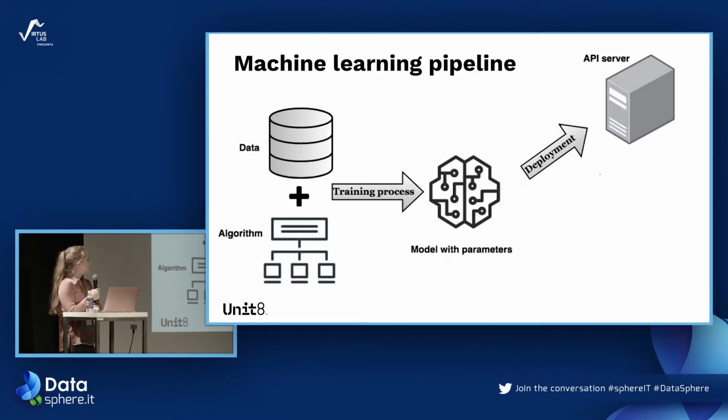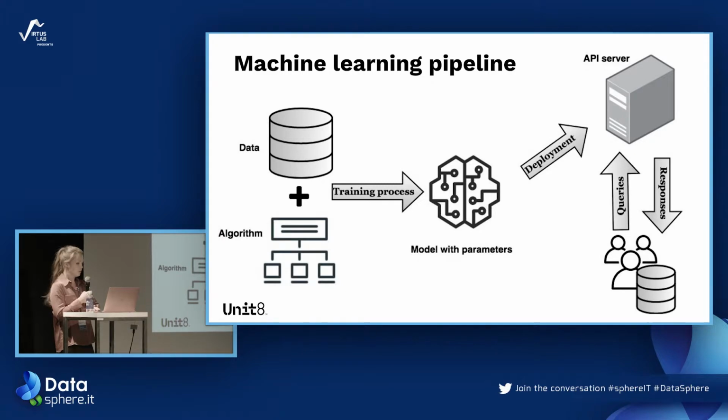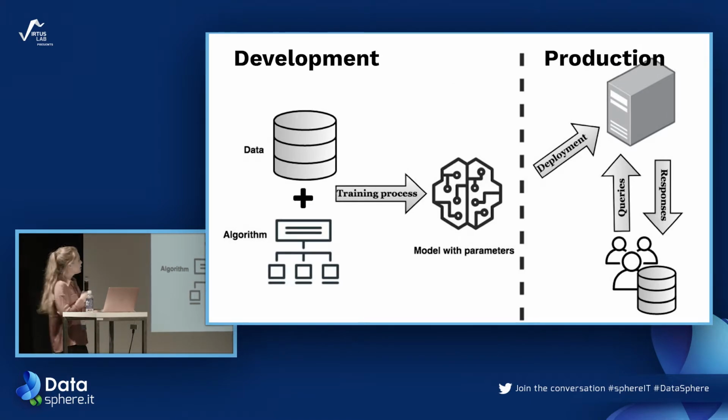And then the final user can start to use it. If they send a query with unlabeled data, the server will respond, giving them back a category, a class label. And we can divide it even at a higher level. Everything on your left side can be called the development stage, and everything on the right is the production stage.